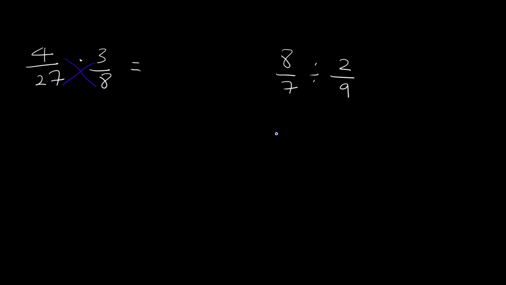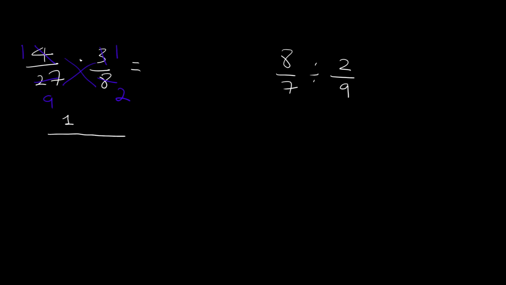So 4 and 8 can be reduced. We can reduce it by 4. 4 goes into 4 one time, and 4 goes into 8 2. 3 and 27 can also be reduced by 3. 3 goes into 3 1, and 3 goes into 27 9. Now this is easier to multiply.